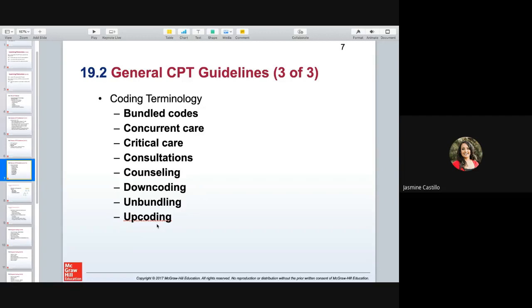Upcoding refers to coding procedures or services at a higher level than performed, opposite of downcoding. So the reverse to that would be, I only saw a patient for 15 minutes, and as the provider, I wanted to get reimbursed more, so I lied and said I saw them for 70 minutes. So instead of billing for a 99212, I billed for a 99215. That is insurance fraud. It's a lie. It's illegal. Again, don't get involved in that kind of stuff.